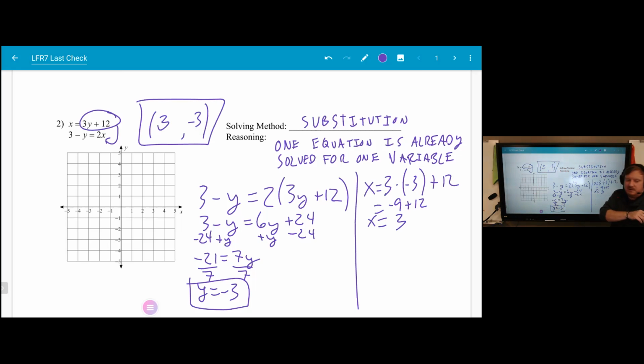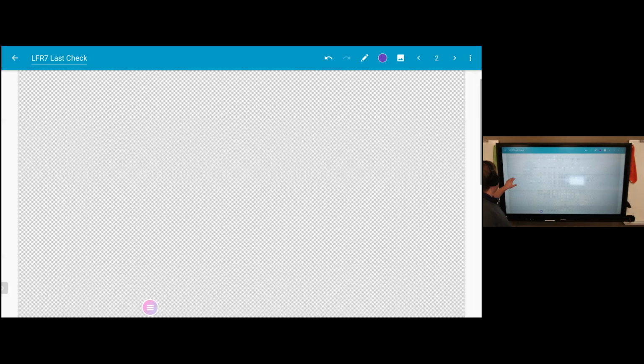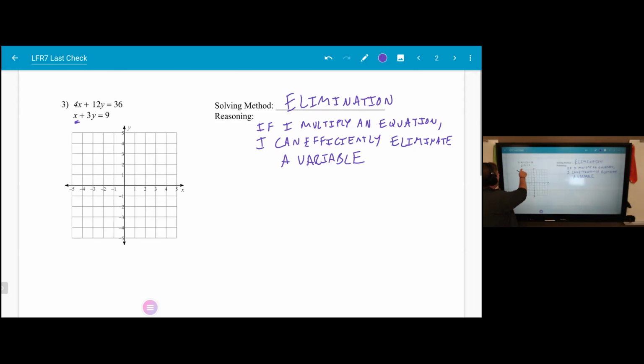Yes, I'm going a little more quickly through this one because this is the last check. This is the culmination of all the things that we've been doing. Number 3. Go back up to number 3. I like this one right here. I really like this problem.